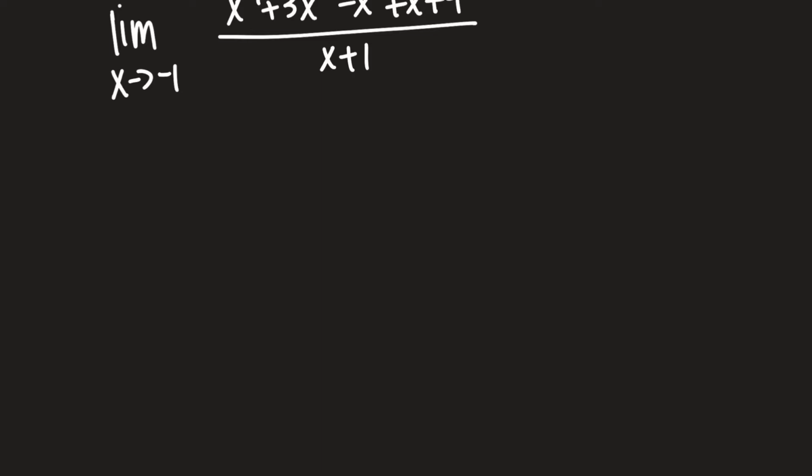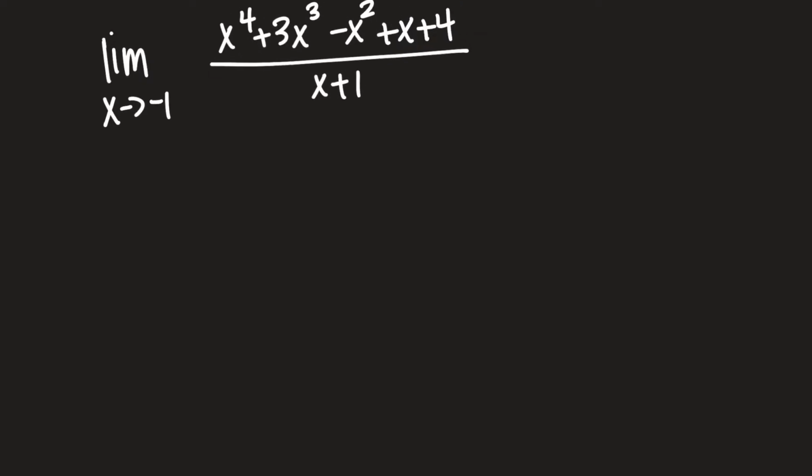Okay, so with this problem, you need to remember that you only have a certain set of skills, right? So you have to look at this problem and think, okay, well, I know I can't plug in -1, so what are my options? There's no multiplying by the conjugate, there's none of that stuff. But what you can do is factor, right?